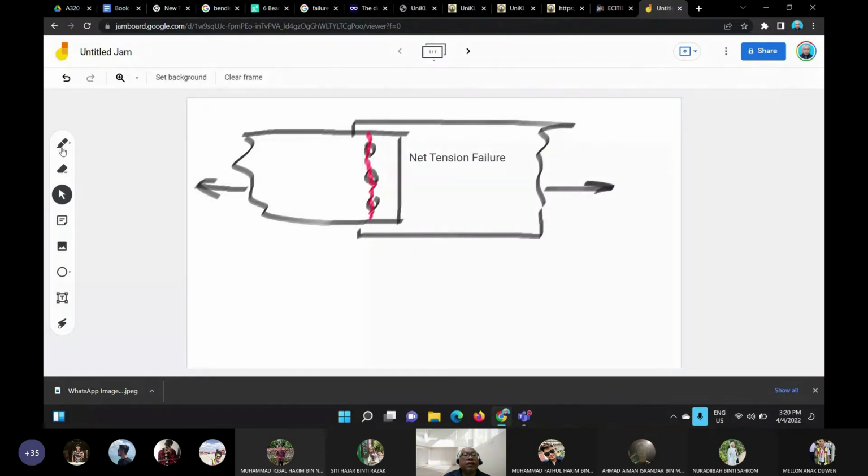So this is net tension failure. Because net, I mean net is area. So if you look at the cross-sectional area here, you have the plate. So this is the cross-sectional area.